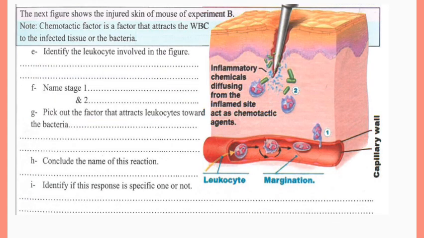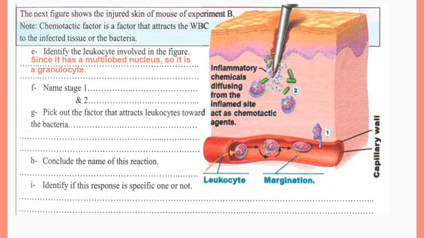The next figure shows the injured skin of mouse of experiment B. Note, chemotactic factor is a factor that attracts the white blood cells to the infected tissue or to the bacteria. Okay, part E, identify the leukocyte involved in this figure. You can see the leukocyte here, it has a multi-lobed nucleus, so it is a granulocyte. So, identify, we have to start from justification. So we say, since it has a multi-lobed nucleus, so it is a granulocyte.